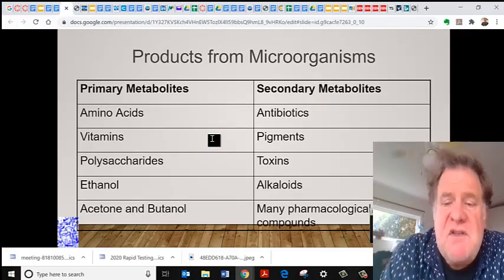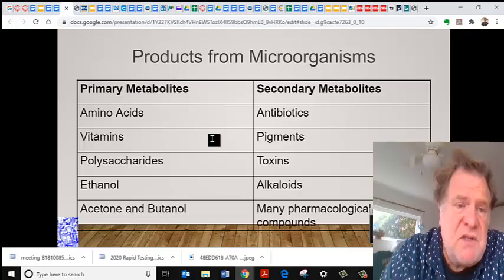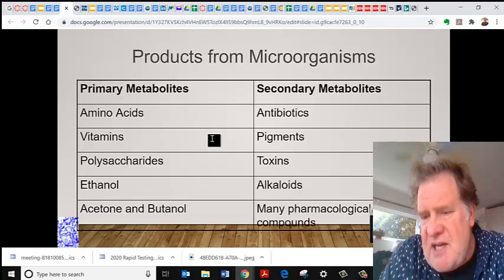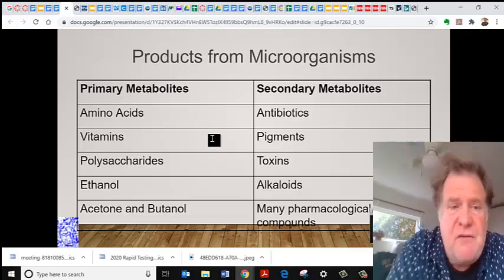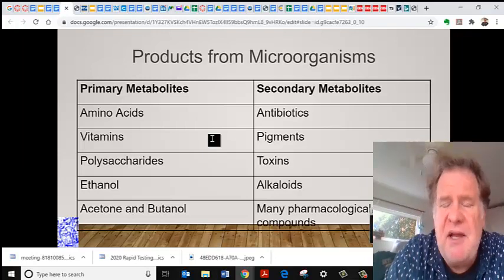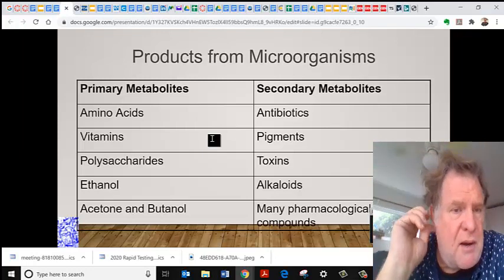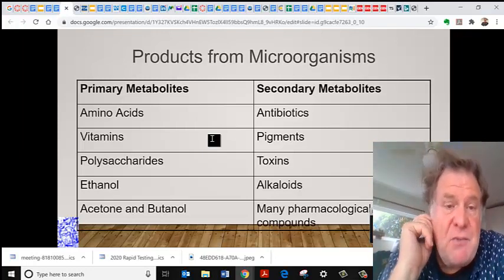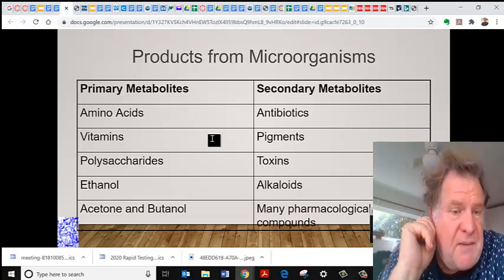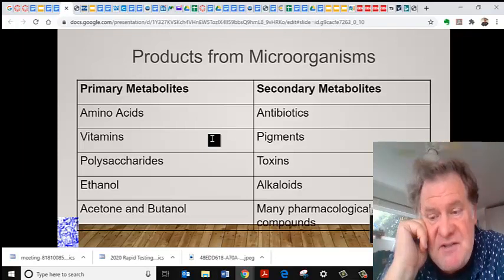Some of the products that we can produce using microorganisms, I divide into what we call primary metabolites and secondary metabolites. Primary metabolites are made during the logarithmic phase of growth. Secondary metabolites are made at the end, a lot of times when the microorganisms are stressed. Primary metabolites tend to be things like amino acids. If you take amino acid supplements, we actually ferment and make those. Also vitamins, polysaccharides, ethanol, acetone and butanol, which are some of the feedstock chemicals that we use.